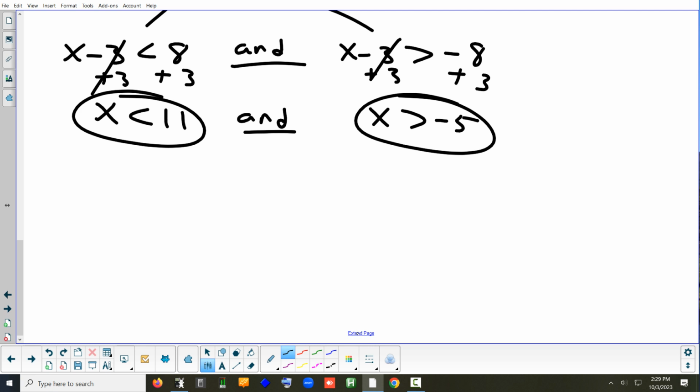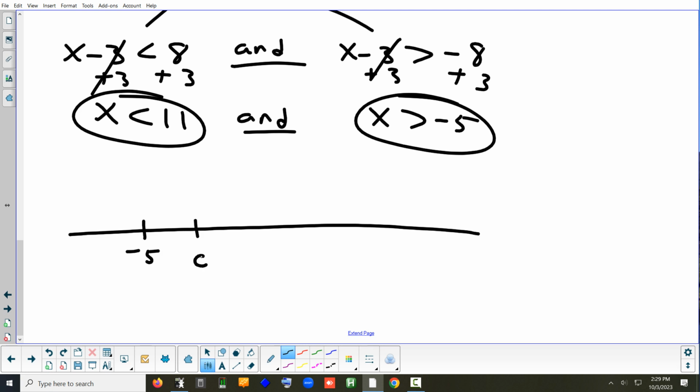Okay, and a graph, just set up a number line. Let's see, so I'm just going to go negative 5, 0. We'll just kind of estimate. What kind of circle on 11? Open. What kind of circle on negative 5? Open. Open. And where do we shade? In between. Okay, I think I mentioned earlier, but an "and" you usually shade between, and an "or" you shade in opposite directions.